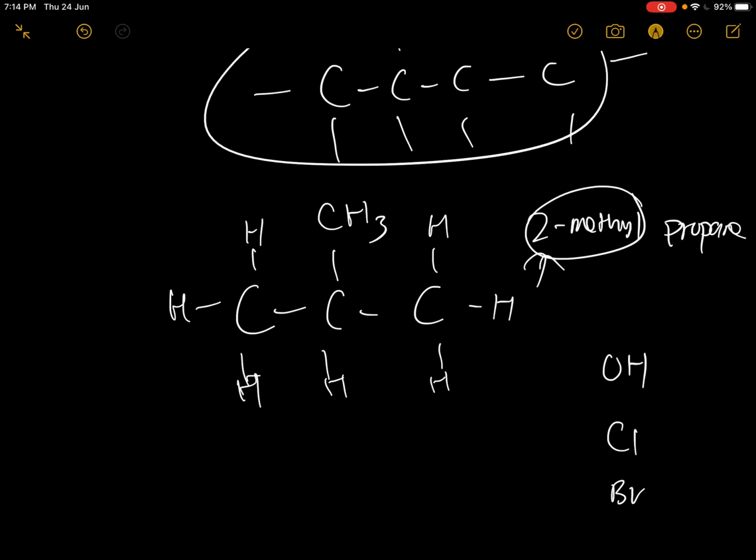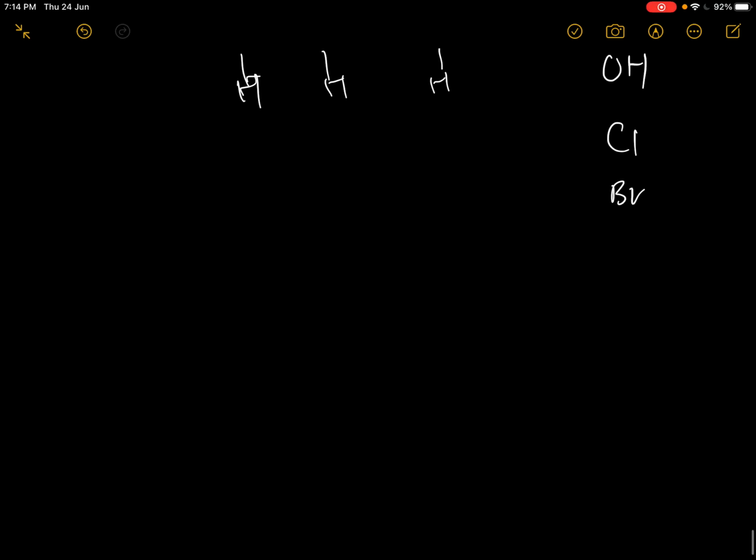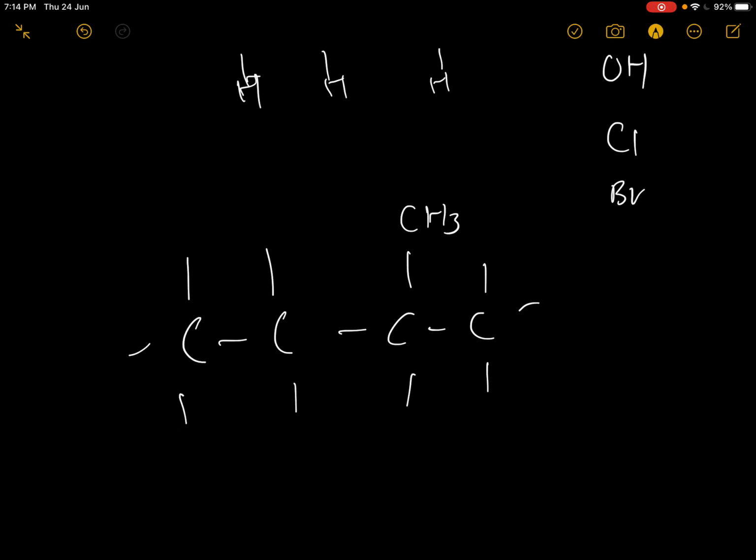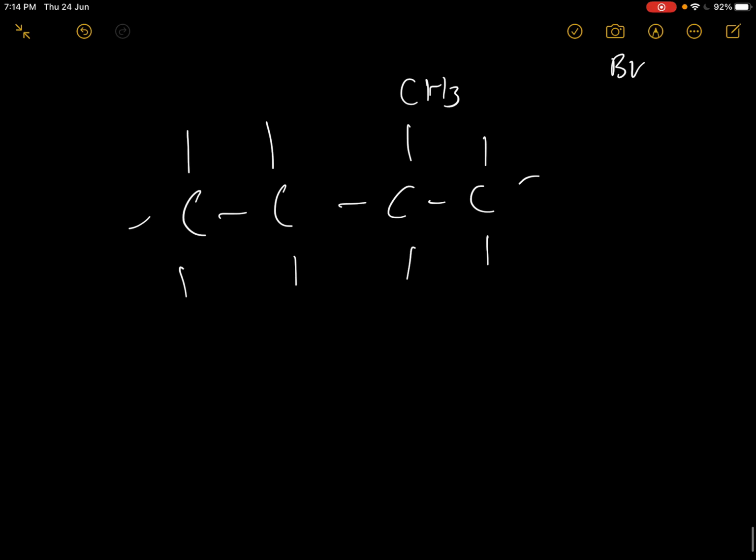So this 2-methylpropane shows that the methyl group, methyl is CH3, is on the second carbon atom. But here's the thing. If I were to draw something like this, and then put CH3 here, and then all hydrogen, so I'm going to draw all hydrogen. What do you call this? Do you call it 3-methyl or 2-methyl butane?